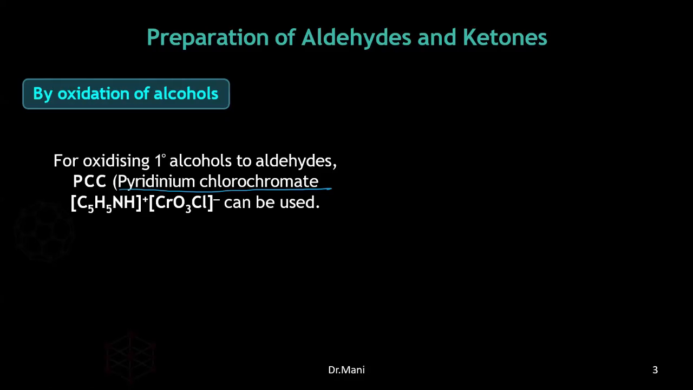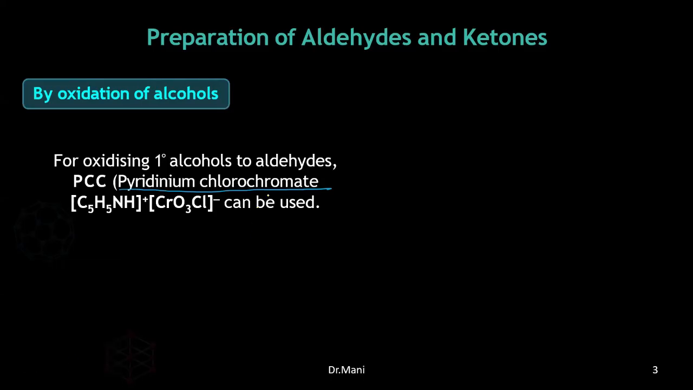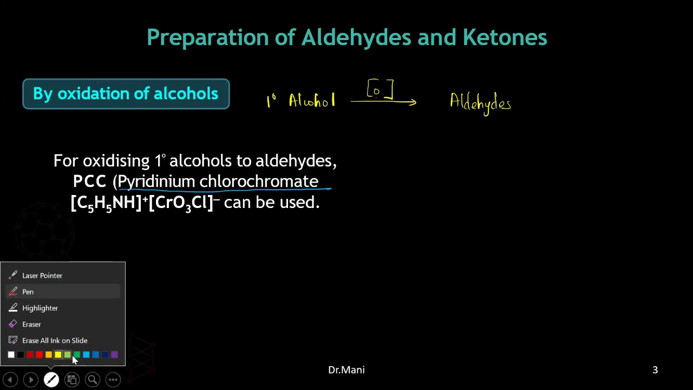So for preparation of aldehydes by oxidation of the primary alcohol, we need an oxidizing agent. What is the oxidizing agent that acts here? The pyridinium chlorochromate. Remember this. Here we are converting the primary alcohol into the aldehyde. Here O means you are doing the oxidation. So how does the reaction go? It will go something like this.